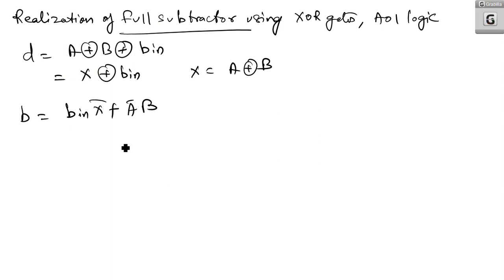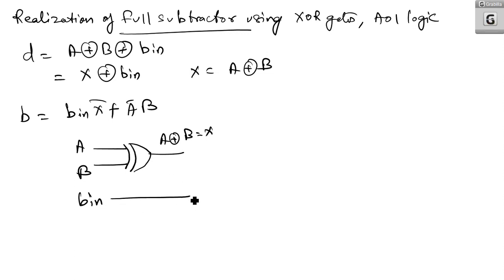So first we will realize H. What is H? H is A and B, if you are XORing those two, with this XOR you will get H. So this is A XOR B. That is H. Now difference is H XOR Bin. So Bin is here, that is again XOR.